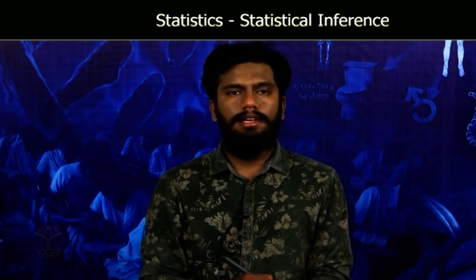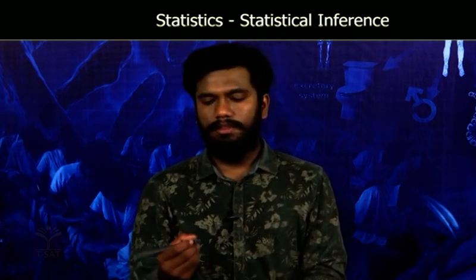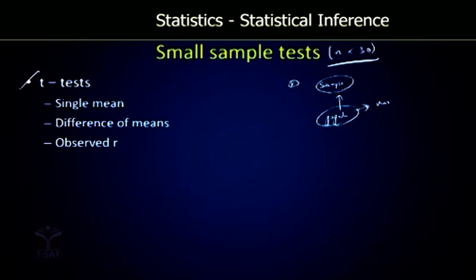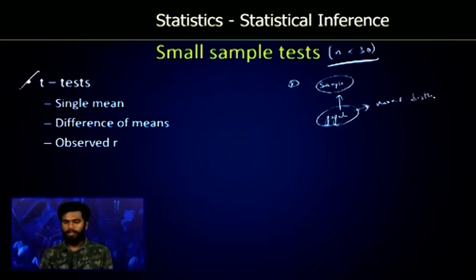We'll see the small sample test. Basically when we perform the small sample test, when n is less than 30, we perform our small sample tests. So in the small sample test, the first is the t test. In order to perform the t test, the following assumptions have to be satisfied. The first thing is when you draw a sample from a population, this population must be a normal distribution. That is the first assumption.